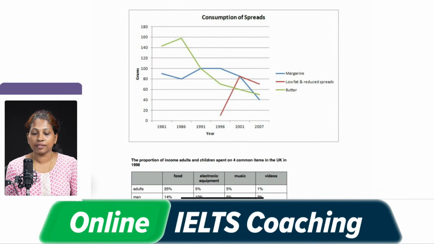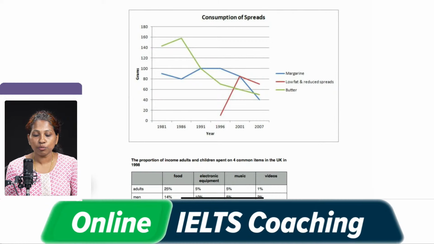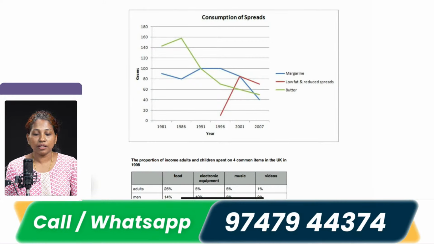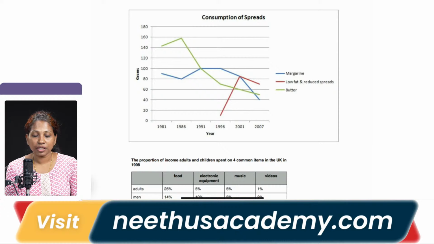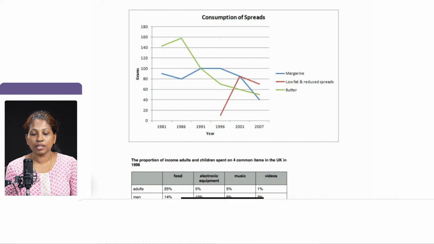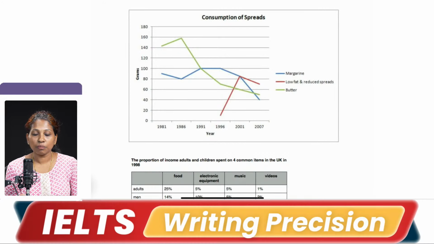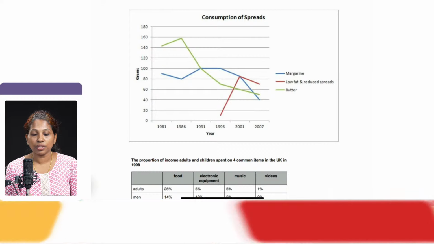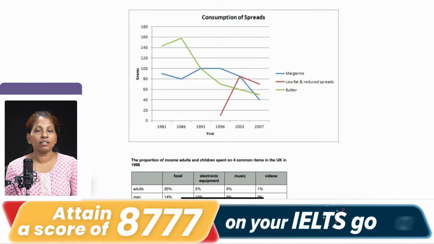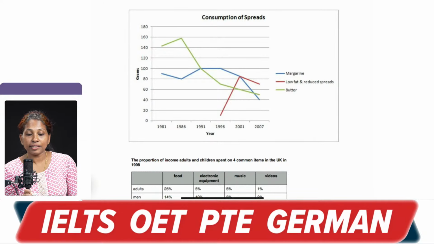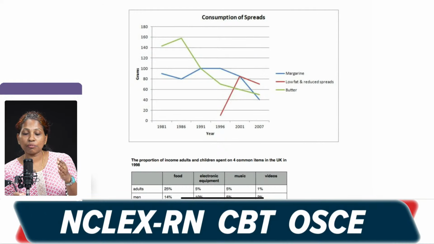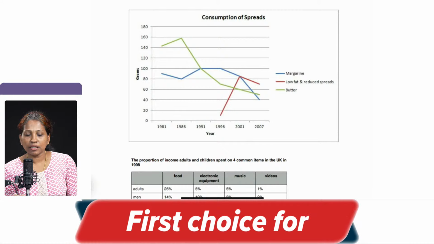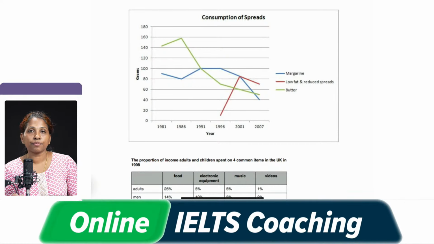Now this y-axis is showing you it in grams, the quantity, the measuring unit like I told you, and here is the time period. X-axis is showing the years from 1981 to 2007 as the period for the comparison of the consumption, right? You can see in 1981 the green line is butter, the red line is low fat and reduced spreads, and blue is margarine.